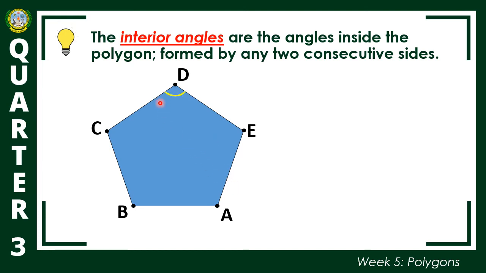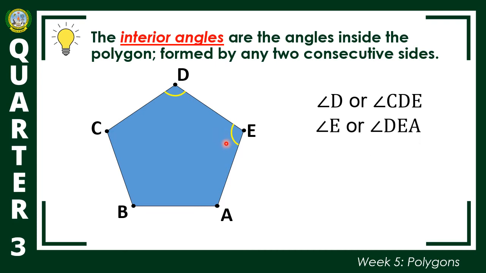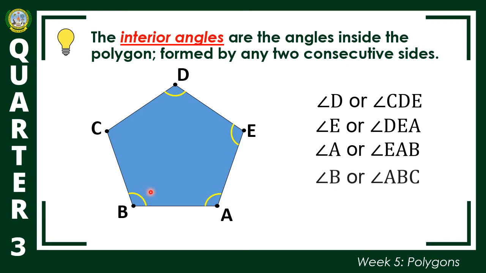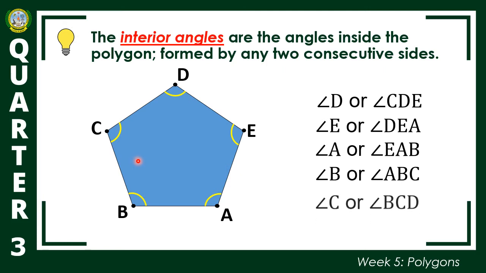Okay, the first interior angle is formed by side CD and side DE, and the vertex is point D. Now, this angle can be named as simply angle D, or we can use 3 letters, angle CDE. Okay, so pag po kailangan maging specific natin, mas specific, we will use 3 letters po. Okay, and then this angle can be named as angle E or angle DEA. This angle can be named as angle A or angle EAB. The fourth angle can be named as angle B or angle ABC. And the last angle can be named as angle C or angle BCD.